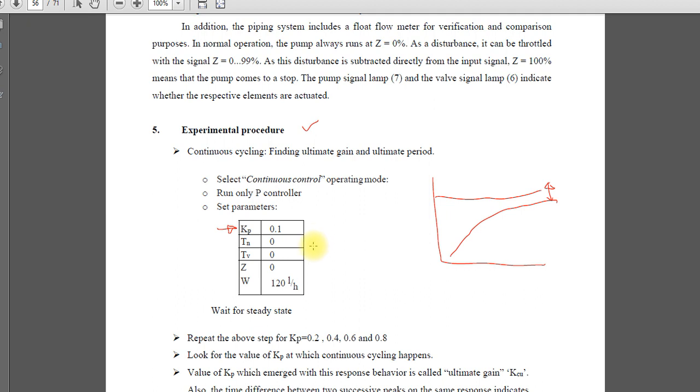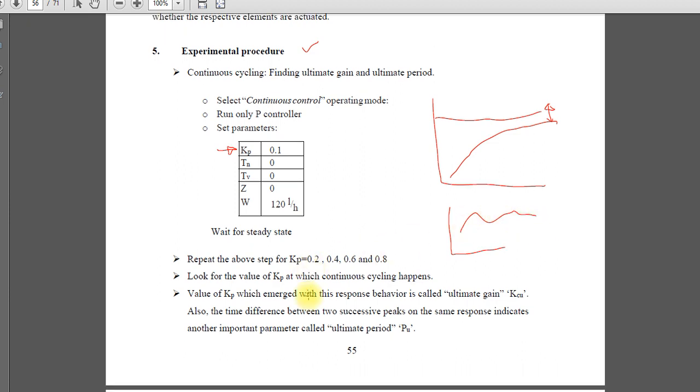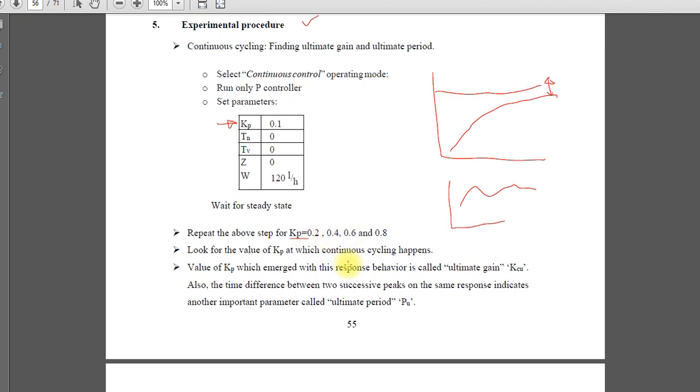So what you do, you keep increasing the value of proportional gain, Kp. When you increase the Kp value, you will see that the offset, the difference between the steady state value and the set point, will decrease, but in doing so, it becomes oscillatory. Oscillation starts. It becomes unstable. So you are looking for a value of Kp at which your oscillation is continuous. It means the amplitude is constant.